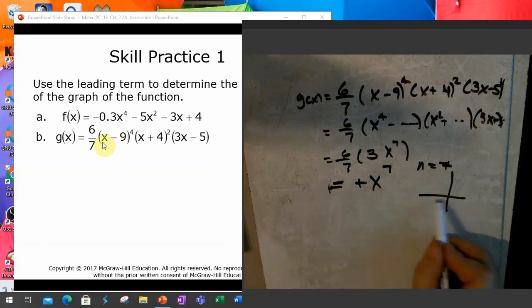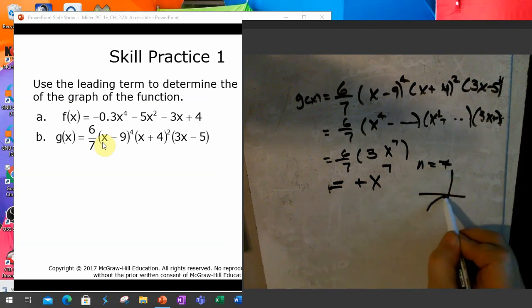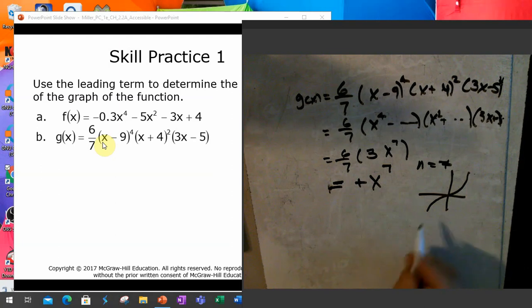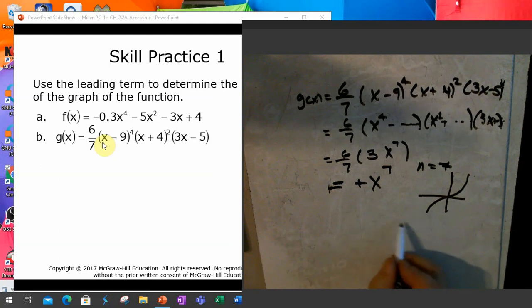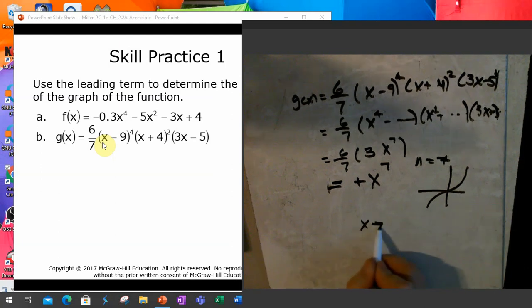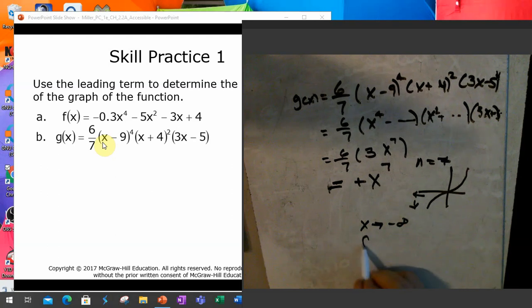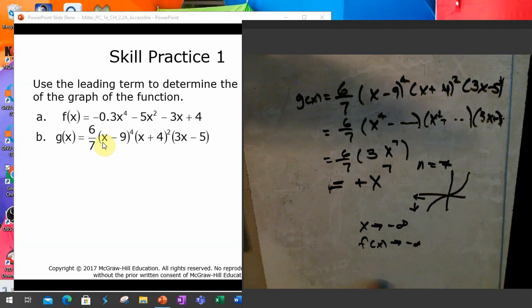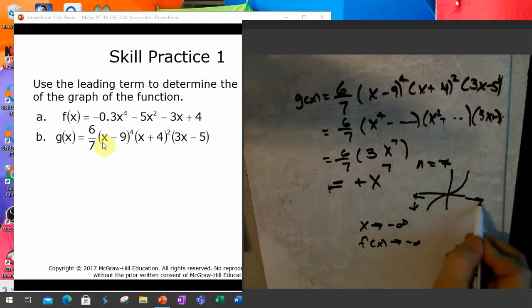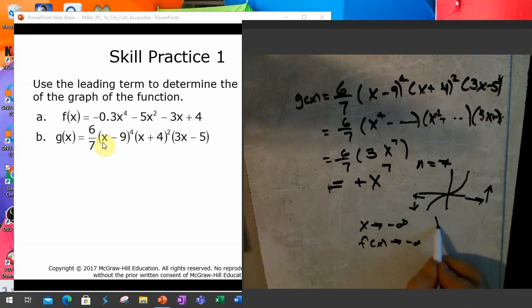The basic thing that I'm going to work from for odds is that x cubed. So here, as x goes to negative infinity, f of x goes to negative infinity. The bigger we go here, the bigger it goes negative. And as we go positive, this thing goes positive. So as x goes to plus infinity, f of x goes to positive infinity.